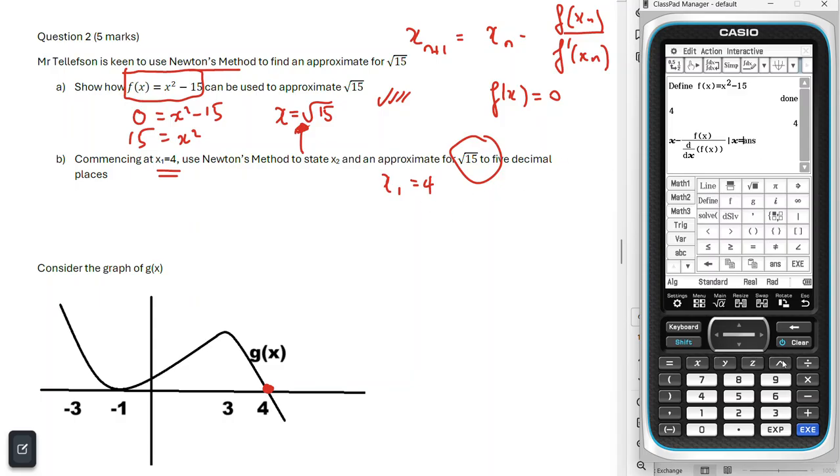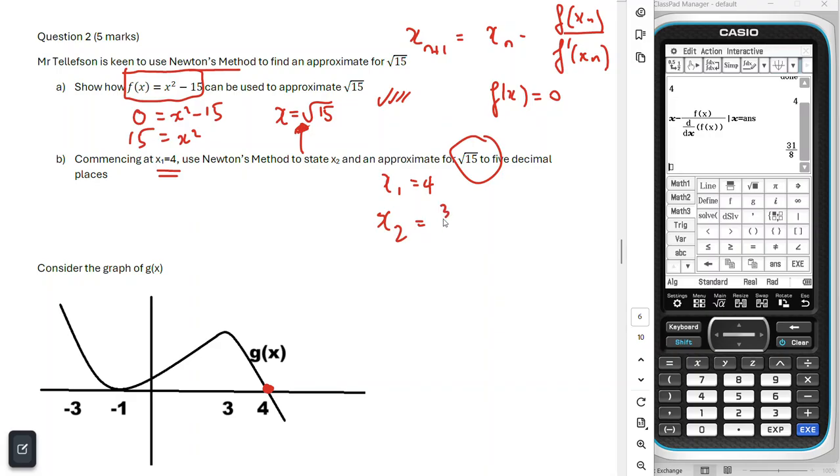So x1 is 4, x2 is 31 on 8, x3 is 1921 on 496, etc. So to the first question, state x2 equals 31 on 8.